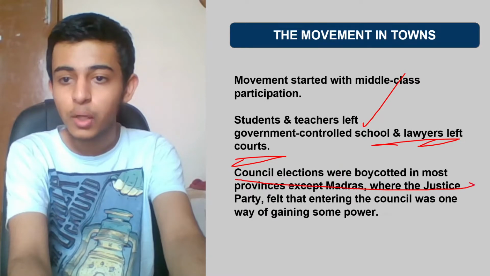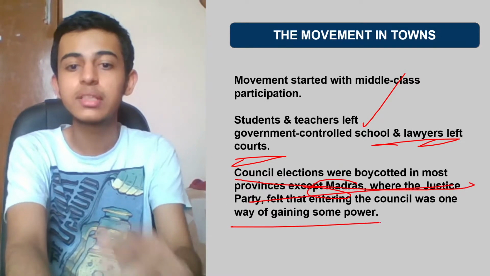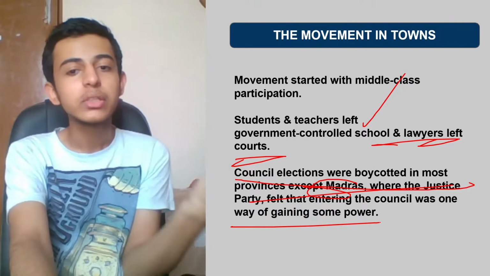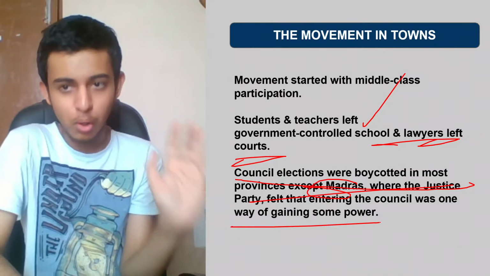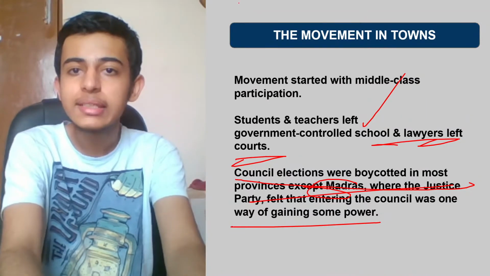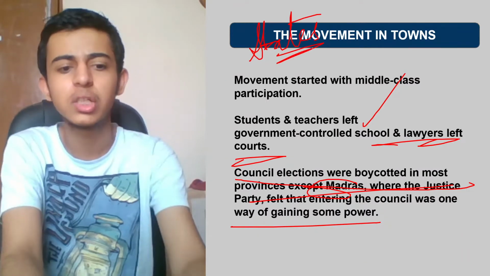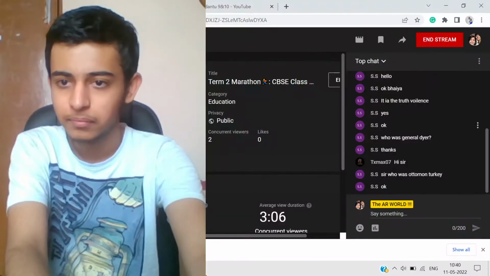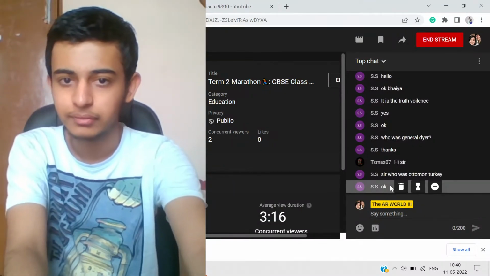Council elections were boycotted in most provinces except Madras, where the Justice Party felt that entering the council was a way of gaining some power. So council elections, the political elections that take place, were not done in most of the provinces. Provinces here mean the states, because at that time states were not there. It was termed as province. Clear?